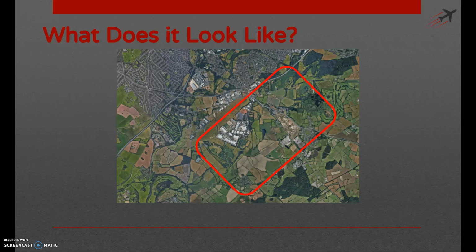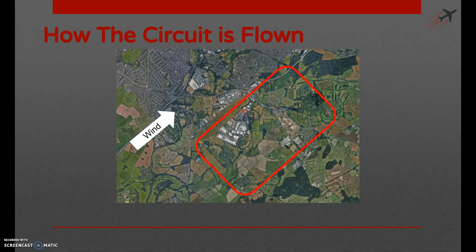This is what a circuit looks like, and if we look at the aerodrome, this is my local aerodrome and it's Coventry. It's located inside the white circle there. The red rectangular shape is the shape of the circuit. So how the circuit is flown, if we imagine the wind is coming from this direction, we'd be using runway 23, which is pointing to the bottom left hand side of the screen.